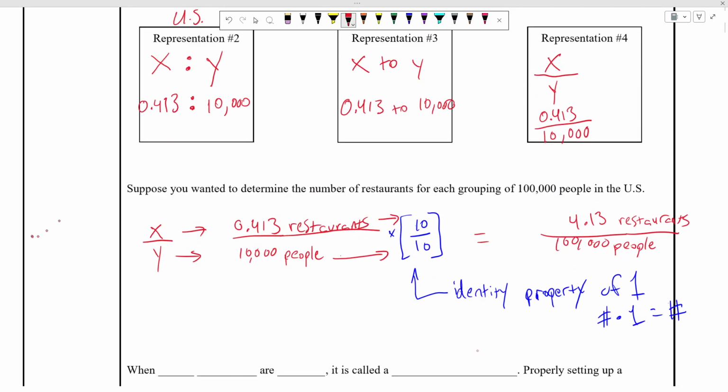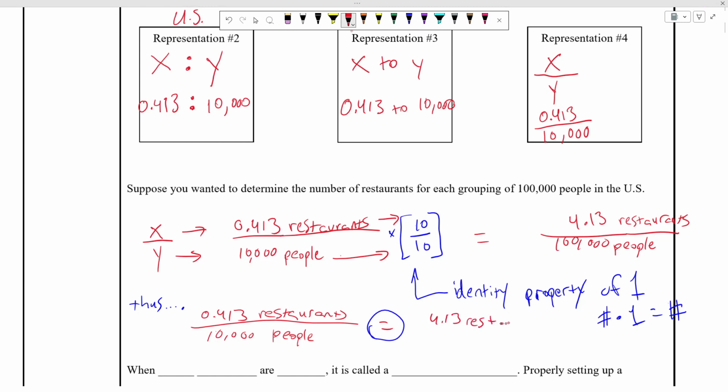Well, basically what I'm saying is that since we are able to apply this property, we are then able to say that 0.413 restaurants compared to 10,000 people is equivalent to 4.13 restaurants for every 100,000 people. Why can we say it's equivalent?